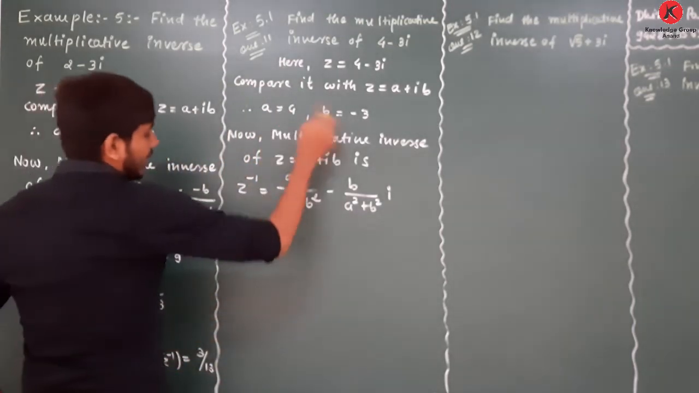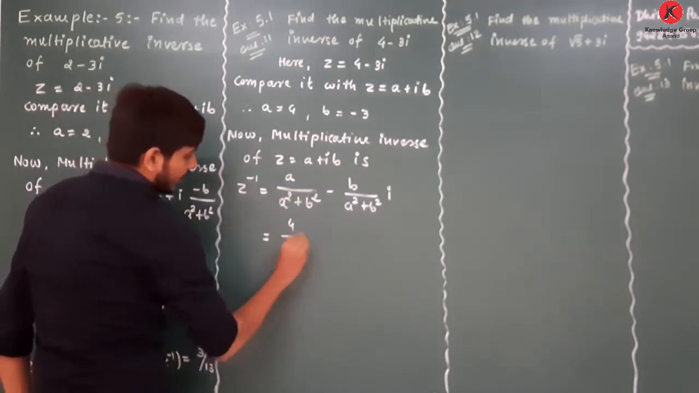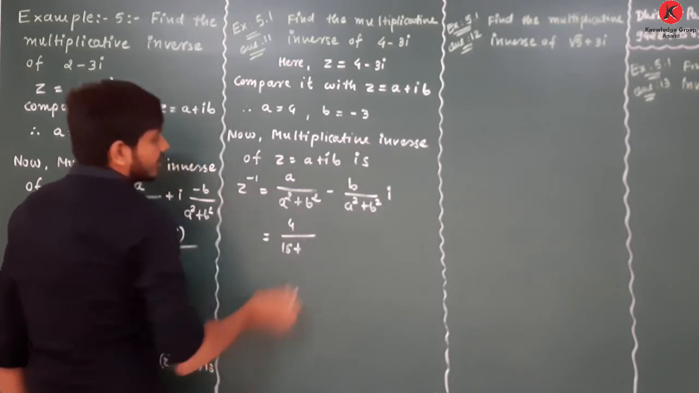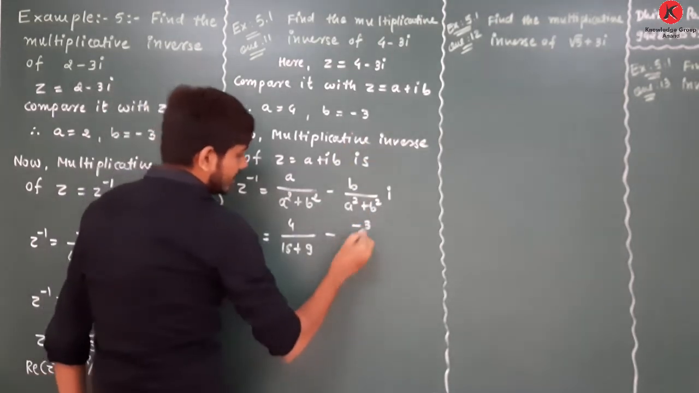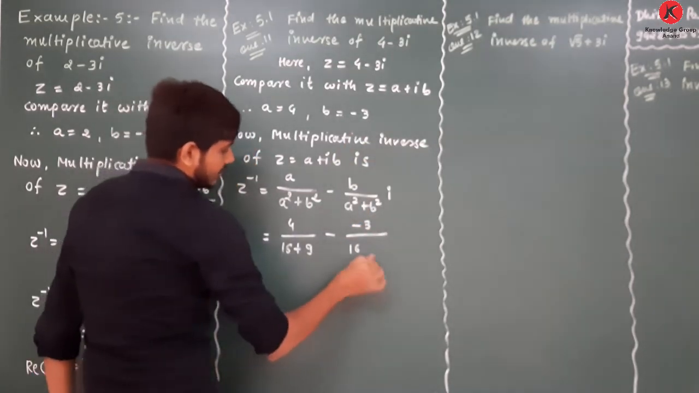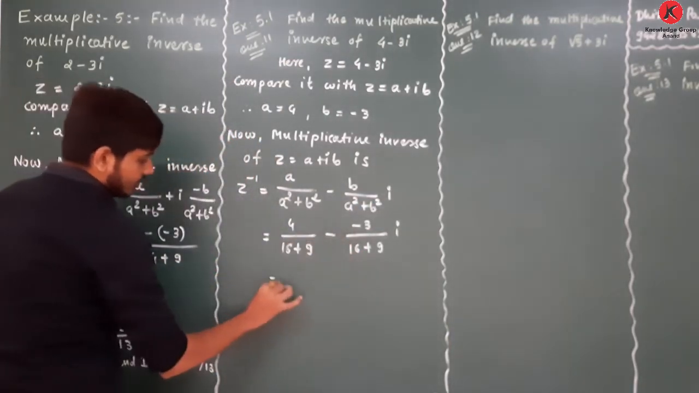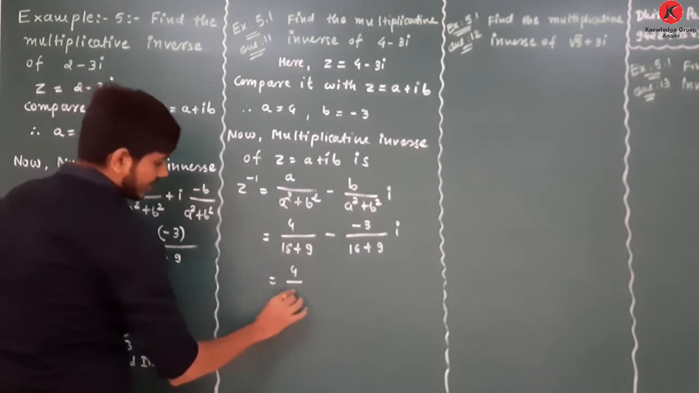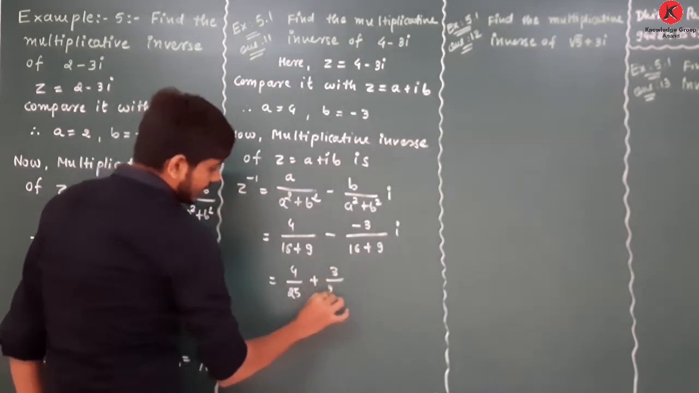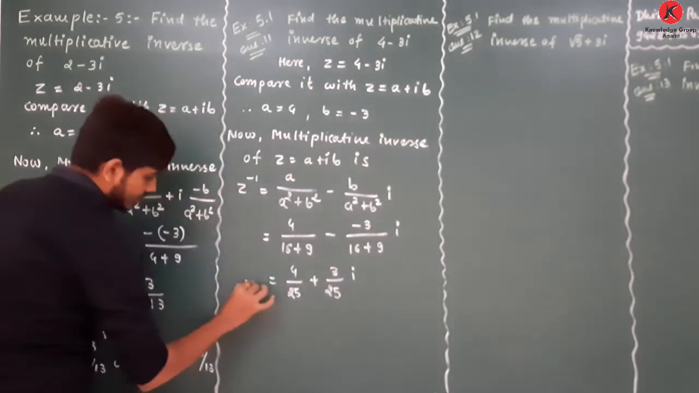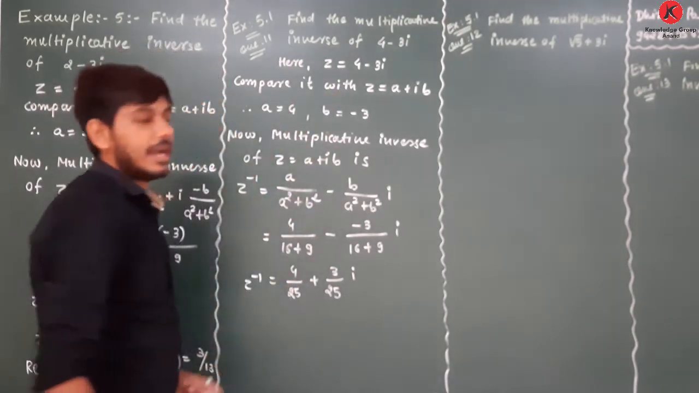Put the value of a and b. Therefore we are getting a upon a square plus b square, which is 4 upon 4 square 16 plus minus 3 square 9, minus b is minus of minus 3, divided by a square plus b square, which is 16 plus 9, into i. Simplify this thing. We are getting 4 by 16 plus 9, 25, minus plus 3 by 25 i. This is your z inverse, means multiplicative inverse of z.